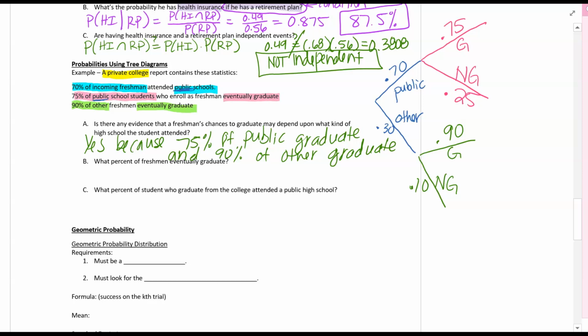Part B says, what percent of the freshmen eventually graduate? So you have to calculate the percentage of graduating from a public school and the percentage of graduating from another school, and then you have to add those together, okay? So there's two pathways to graduate. You can graduate if you come from a public school, and you can graduate if you come from another school. So what you're going to do is, if you follow the branch, you multiply, okay? So the branches, you multiply.